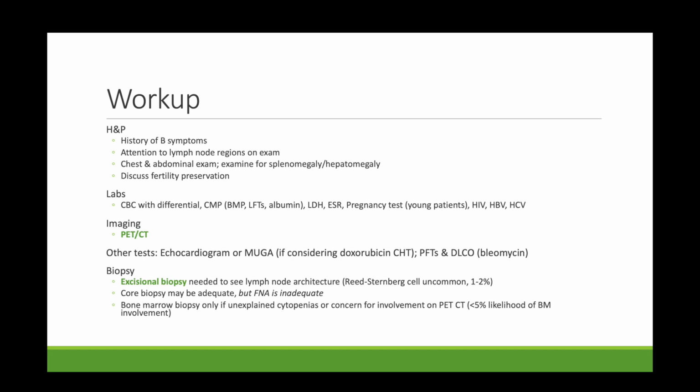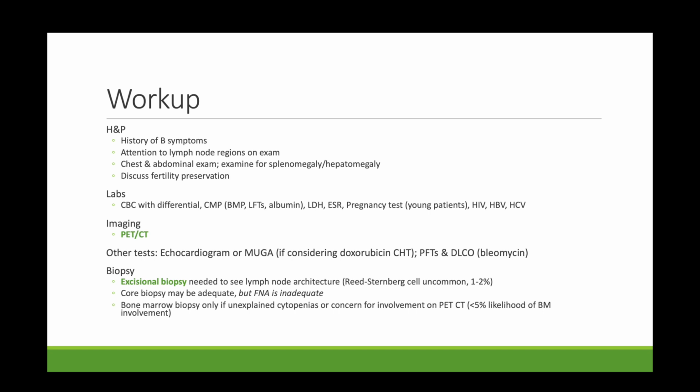Always inquire about history of those B symptoms. Pay attention to lymph node regions on exam, and perform a chest and abdominal exam, especially examining for splenomegaly and hepatomegaly. Especially in our younger patients, folks that are maybe in that 20 to 29 age group where we have that first peak, you definitely want to discuss fertility preservation, or really anyone that would be an appropriate candidate for fertility preservation.